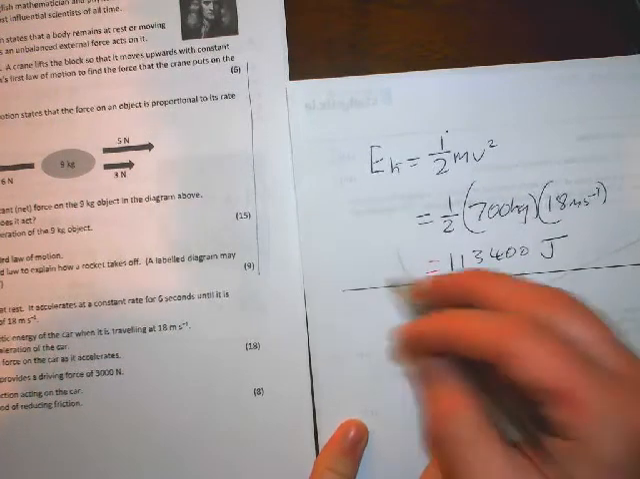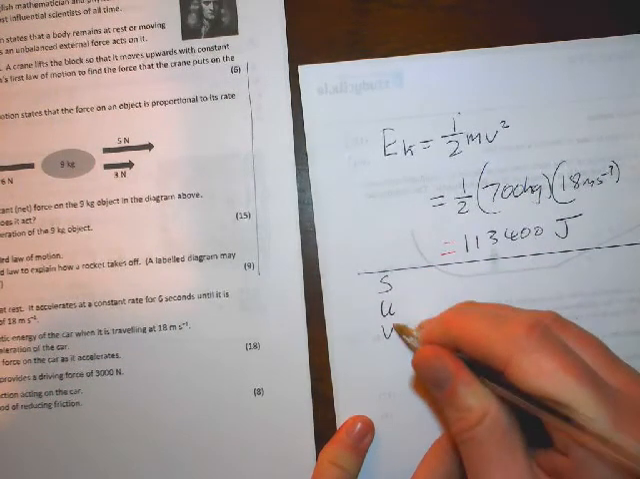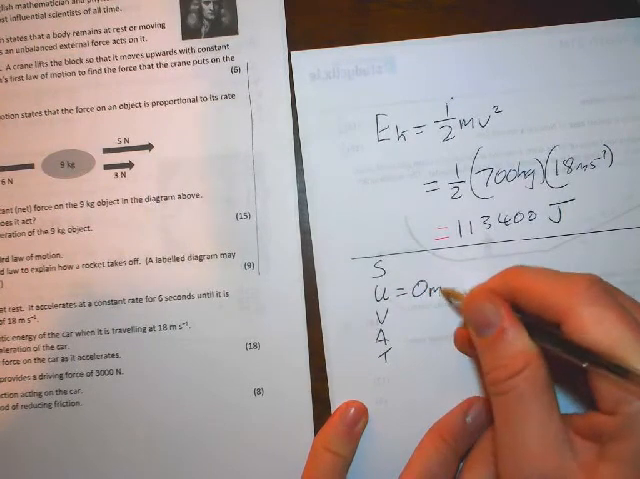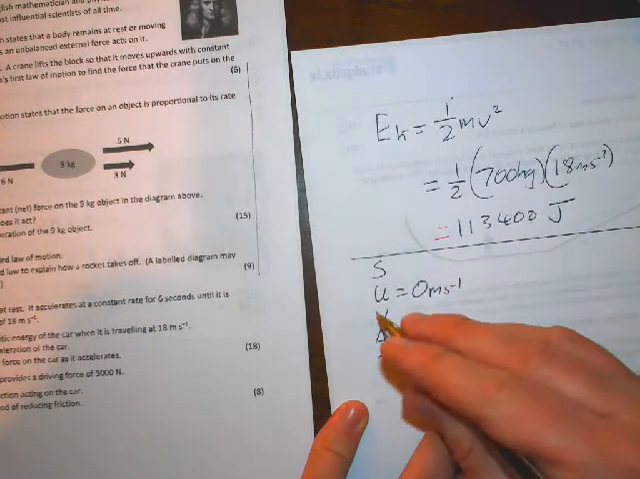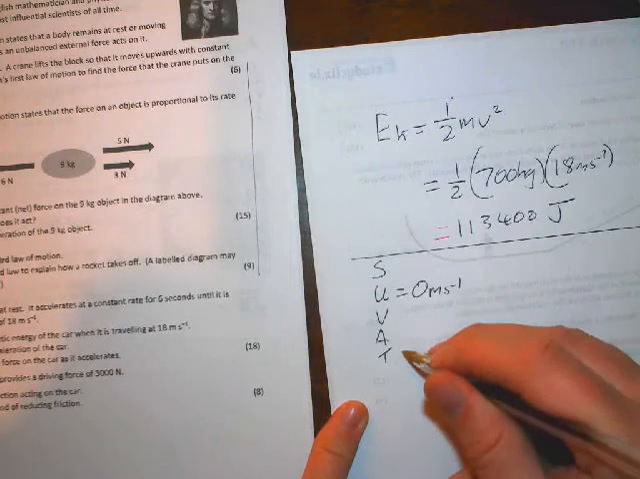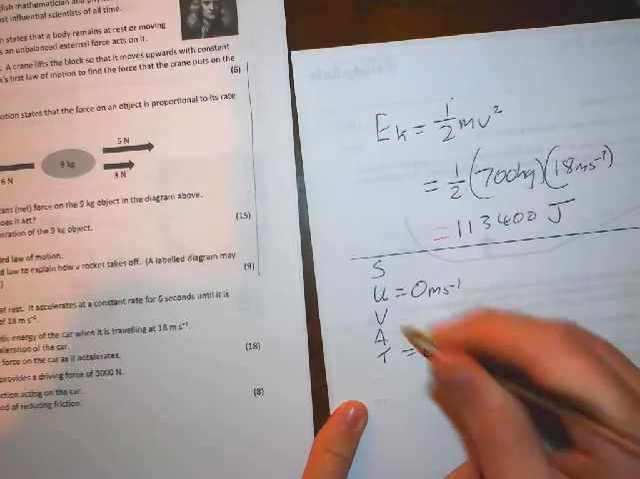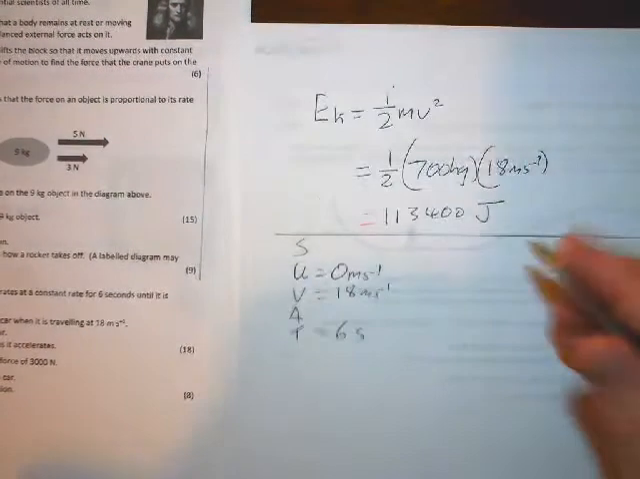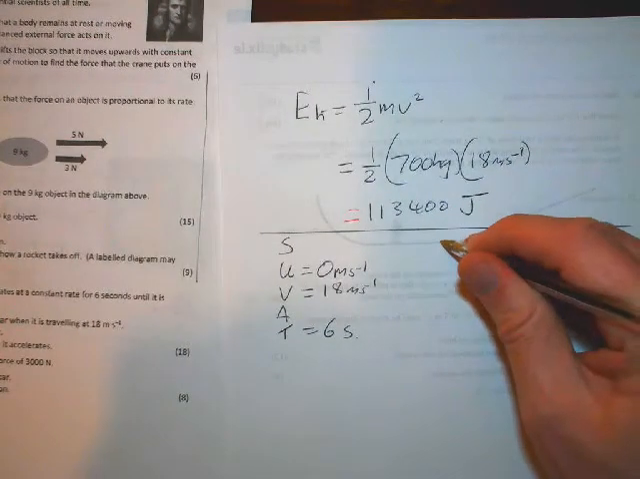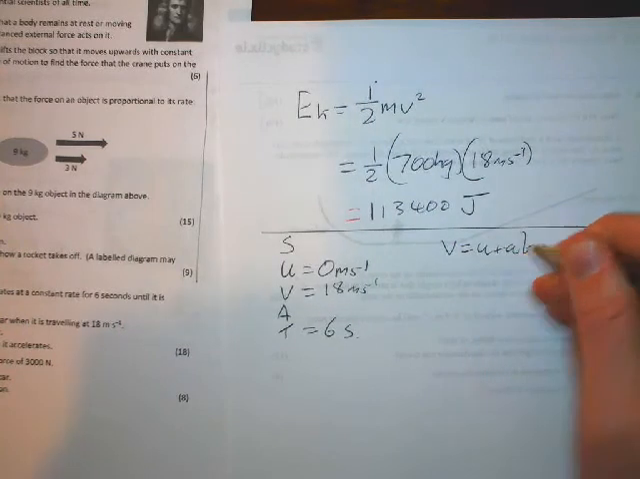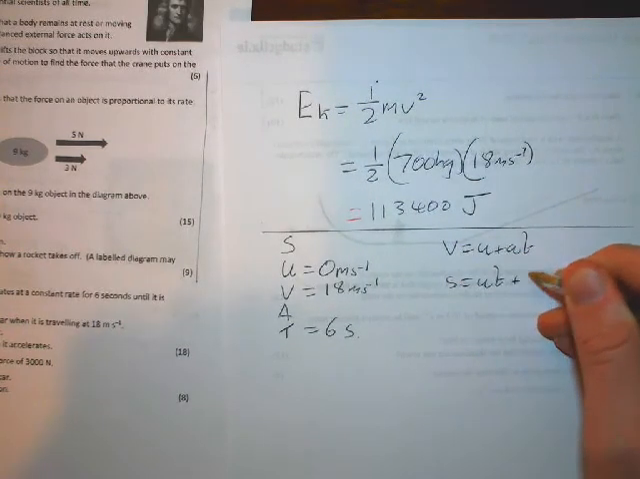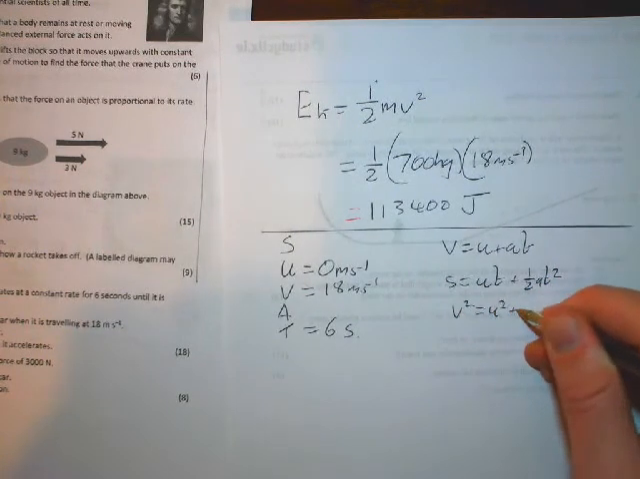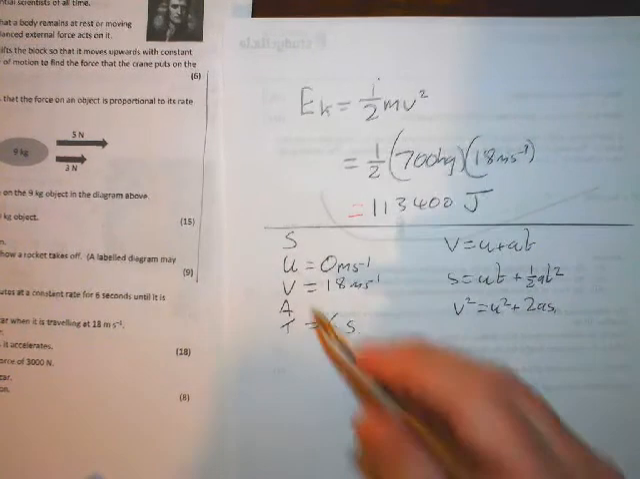Okay, calculate the acceleration of the car. Okay, this is where we might have to do a little bit of SUVAT. So it was at rest at the beginning, so its initial velocity was 0 meters per second. It accelerated for 6 seconds, and its final velocity was 18 meters per second. Let's start off by reminding ourselves of the equations that might be useful here. So we've got v equals u plus at, s is equal to ut plus half at squared, and v squared is equal to u squared plus 2as.